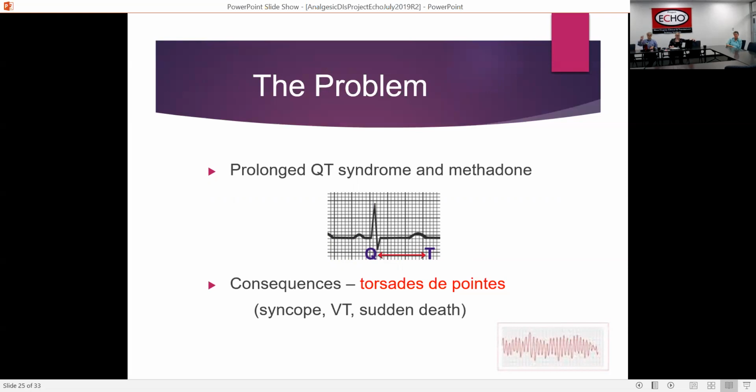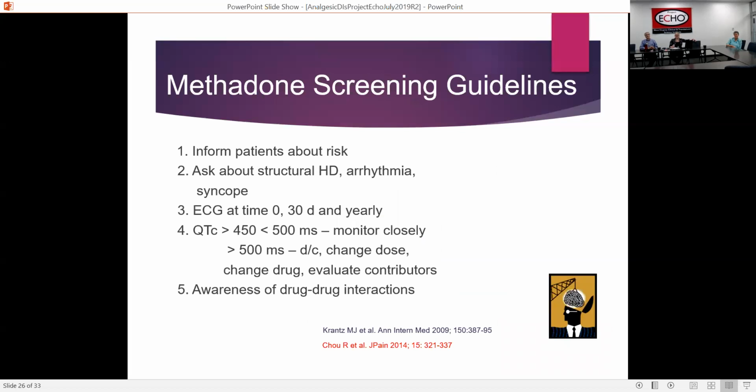And that's a little tracing in the lower right-hand corner of VTAC. And if that doesn't correct or is fixed, then you don't have to worry about anything at that point, okay? So, there are a number of screening guidelines that have been developed that can inform a person how to approach a person if you're going to consider putting the person on methadone, okay?